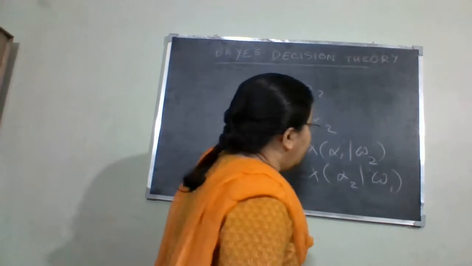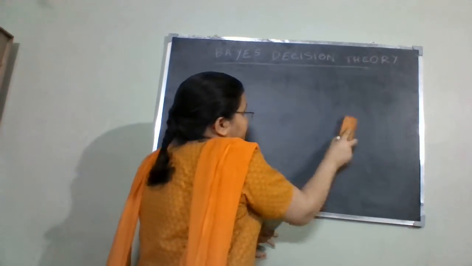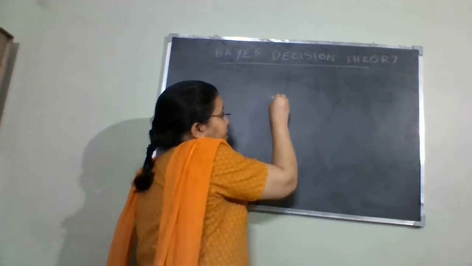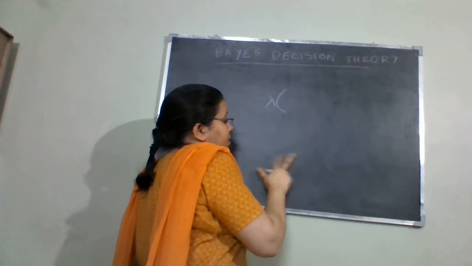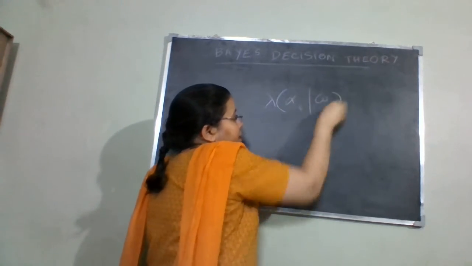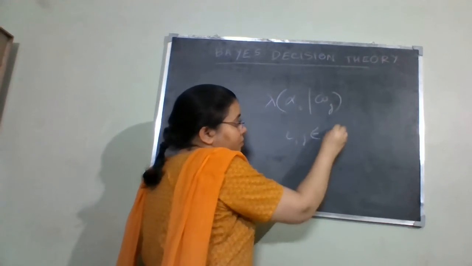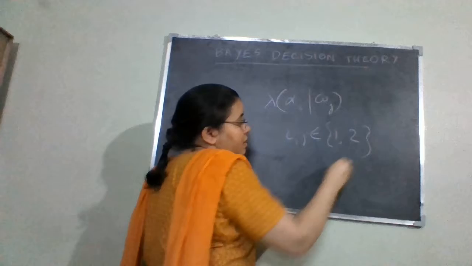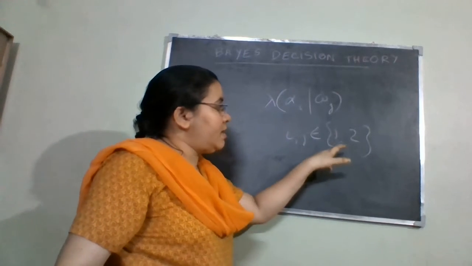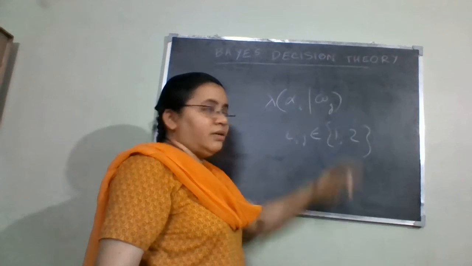If this point is clear, we progress our discussion. So how do we write over here? Lambda alpha i slash omega j, and i and j will belong to the set 1 comma 2. That is lambda alpha i and omega j.